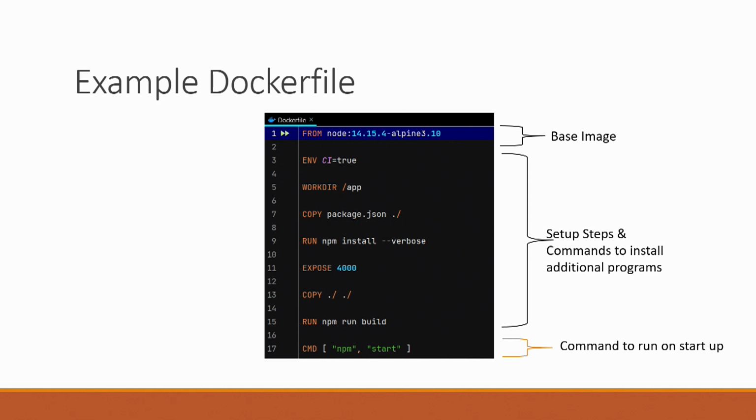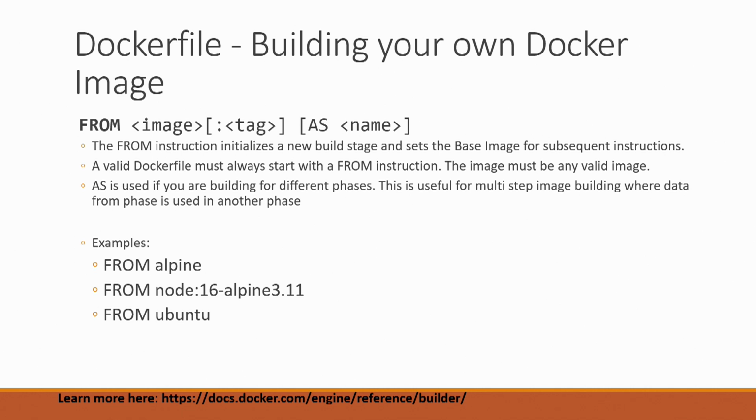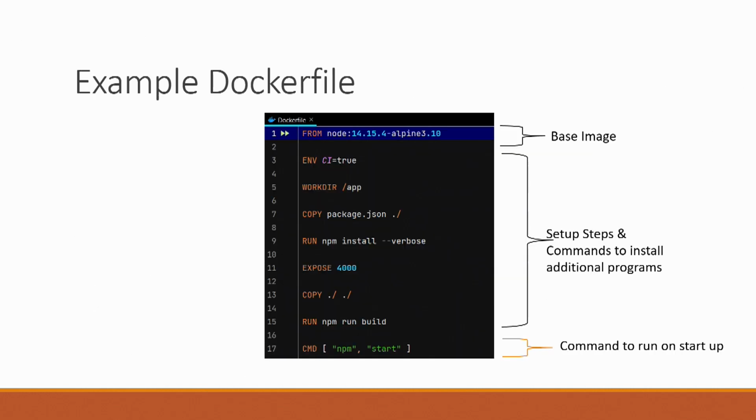To create an image for you, you need your base image, your steps to configure the environment, and your startup command. The first one we notice here is the FROM command. As you can see in this Dockerfile, we have the FROM command. It's always the first thing you specify when trying to build a Dockerfile.